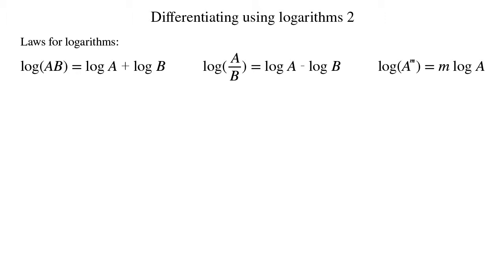The first says that log of a times b is equal to log a plus log b. The second says that log a divided by b is equal to log a minus log b. And the third, that log a to the power m is m times log a. So, let's have a look at this tricky example.